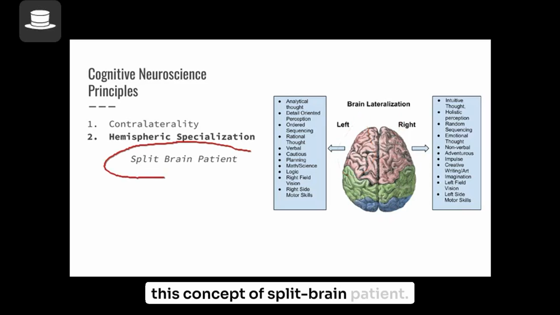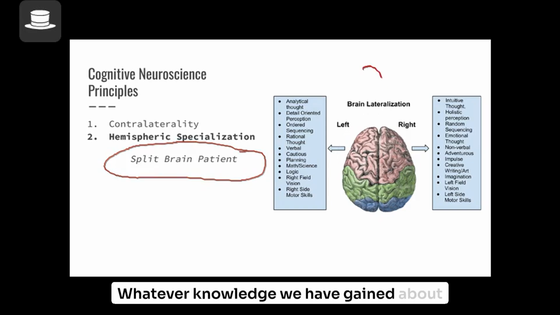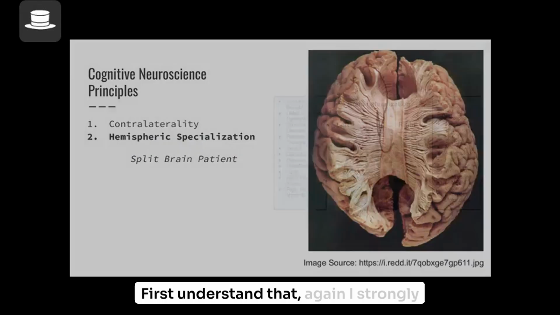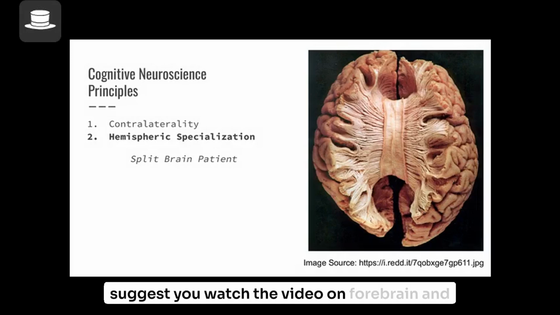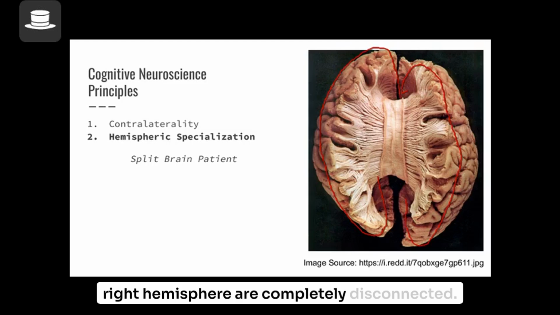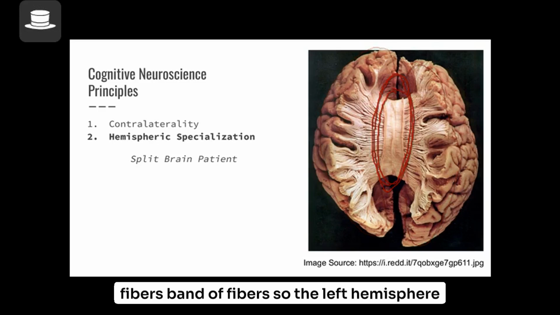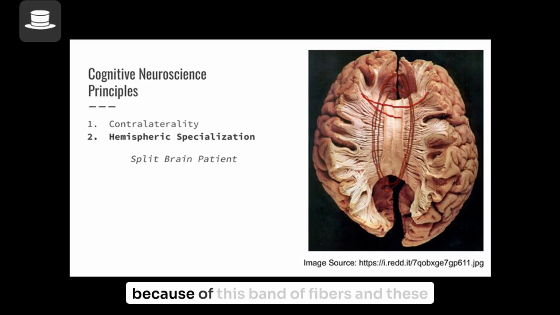This brings us to the concept of split brain patients. Whatever knowledge we have gained about hemispheric specialization, most of it has come from split brain patients. What are split brain patients? For us to understand that, I strongly suggest you watch the video on the forebrain, where I'll talk in detail about the structure. But to give you a basic idea, the left hemisphere and the right hemisphere are completely disconnected. They don't talk to each other, except for this particular band of fibers. The two hemispheres are connected because of this band of fibers.